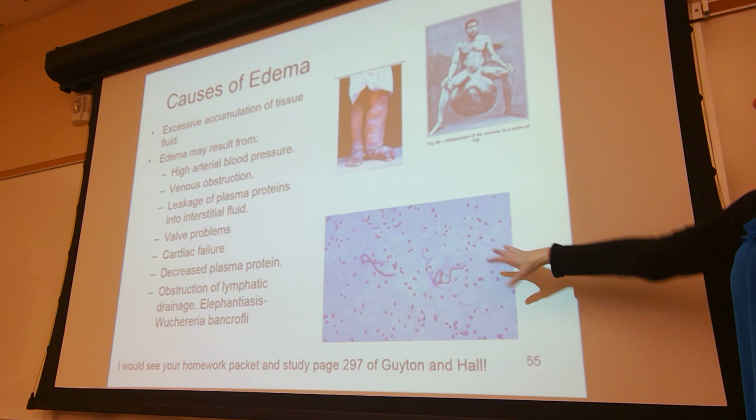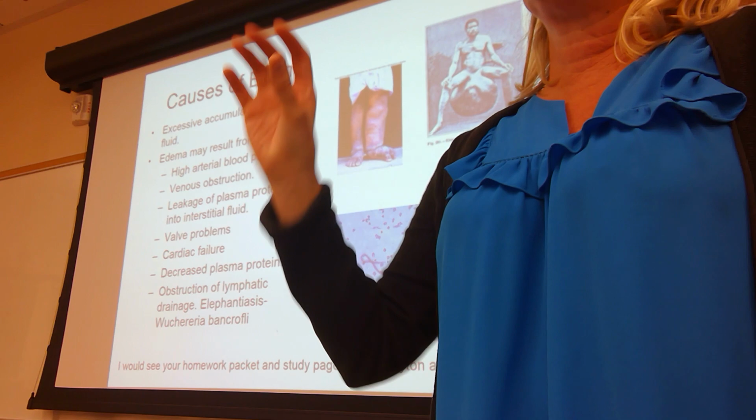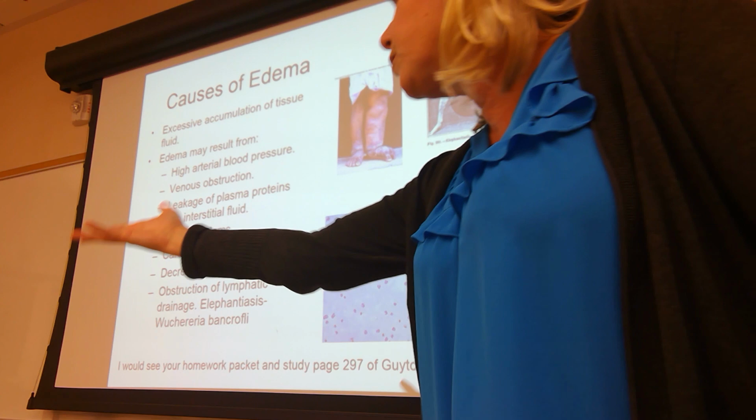What about elephantiasis? Does that directly impact one of the Starling forces that I told you about? No, it's a totally different category. It is plain and simple obstruction of lymphatic vessels. It is not one of the Starling forces that it's impacting. It's the French drain that has the toilet paper clogging it.